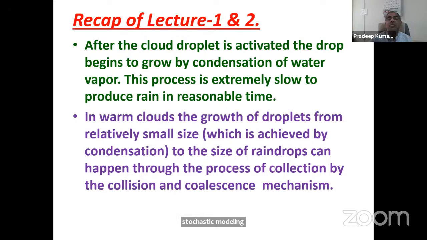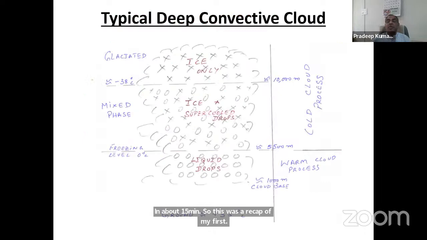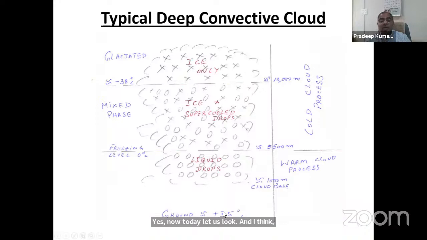Now today, let us look at the ice phase. If you look at a typical deep convective cloud, below the freezing level you have only liquid drops. This is your warm cloud process. Typically, a cloud base is at around 1,000 meters.